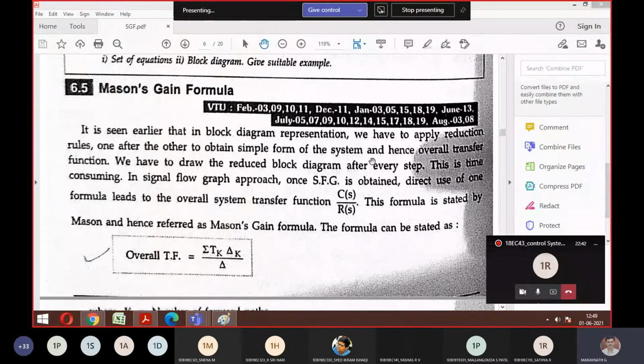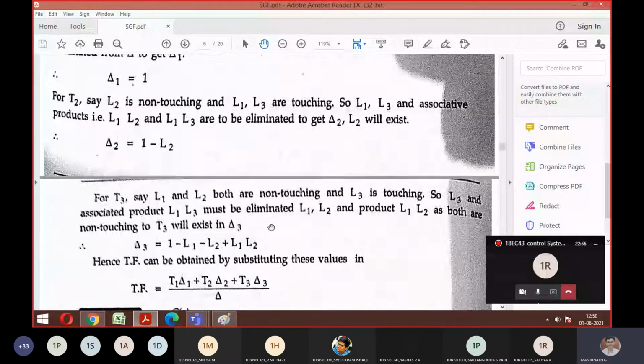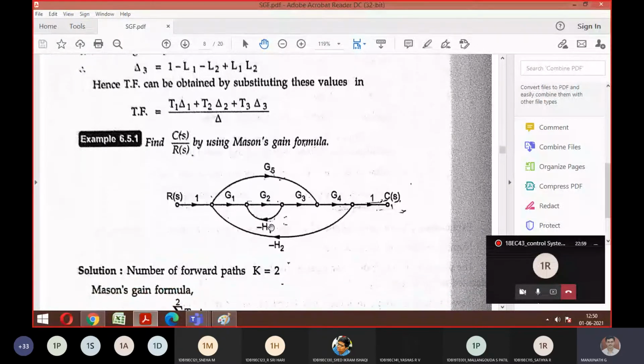So to find the overall transfer function of any given signal flow graph, we can make use of the formula summation Tk delta k by delta. So yesterday we got to know individually what is this delta k, Tk. And I think we did the first problem also. So is this first problem clear to everyone? Shall we move on to the next?